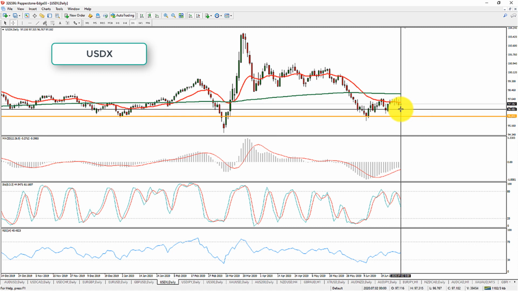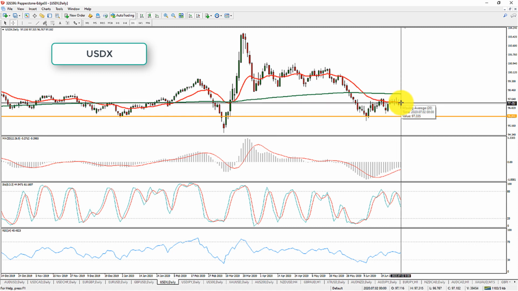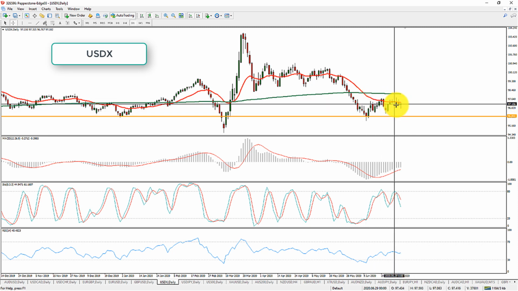So probably one to leave alone today. I can't imagine it's going to do a hell of a lot, like I said, because of the US being out of a trade day. So we'll just keep an eye on this one.